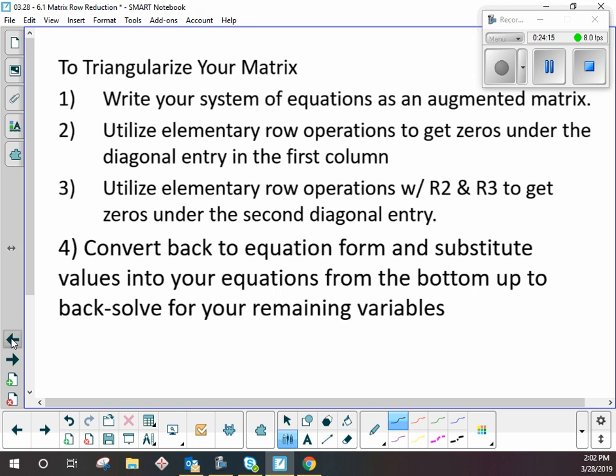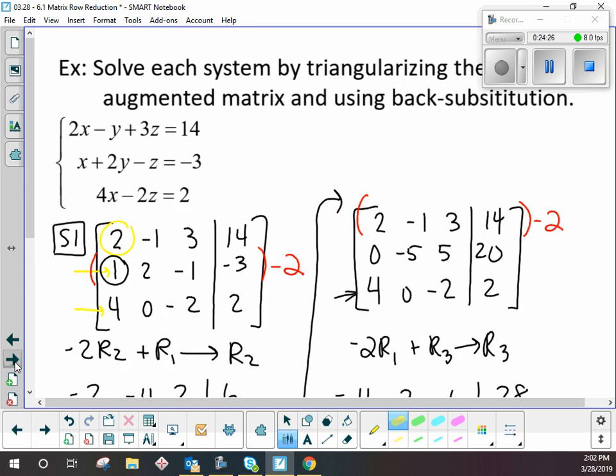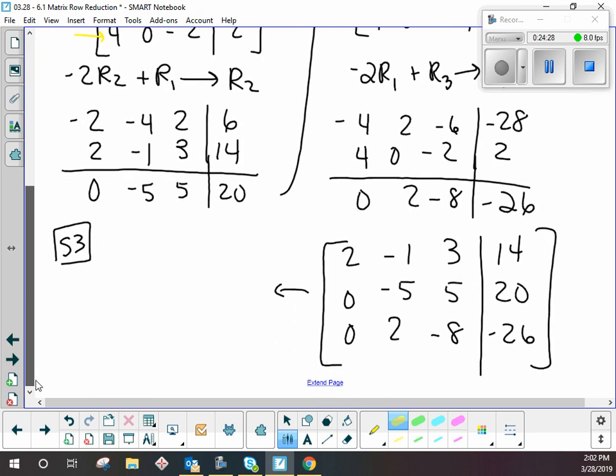Row 2 and row 3. That's very specific, and we're going to talk about why it's that specific, to get zeros under the second diagonal entry. So looking over here at the progress we've made so far, that step is telling me you can only work with rows 2 and 3. Why do you think that is?